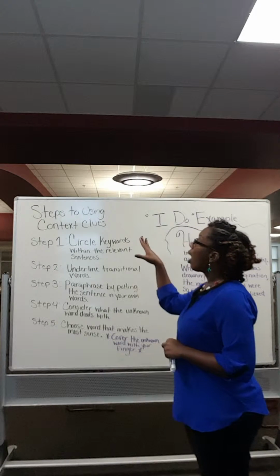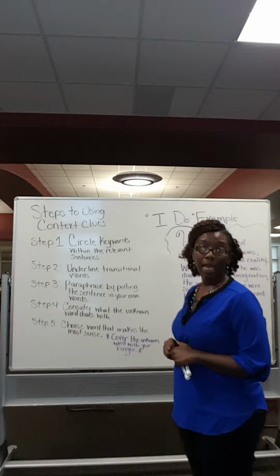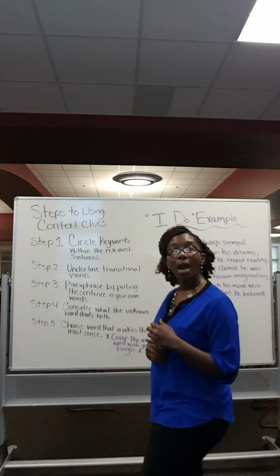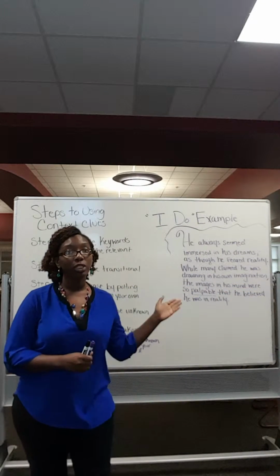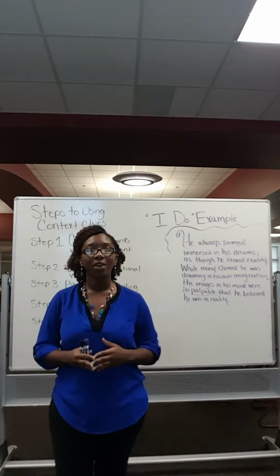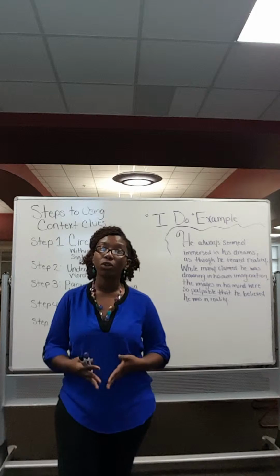So, first I'll go over the 5 steps to using context clues. Then I'll do an I do example for you in which I will annotate. And then we'll do a we do together. And I will send you off to do your you do.